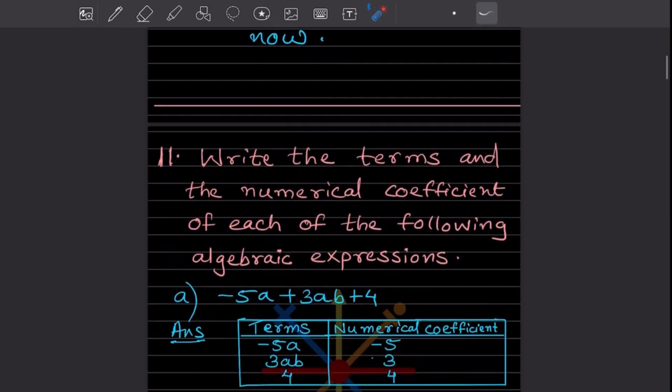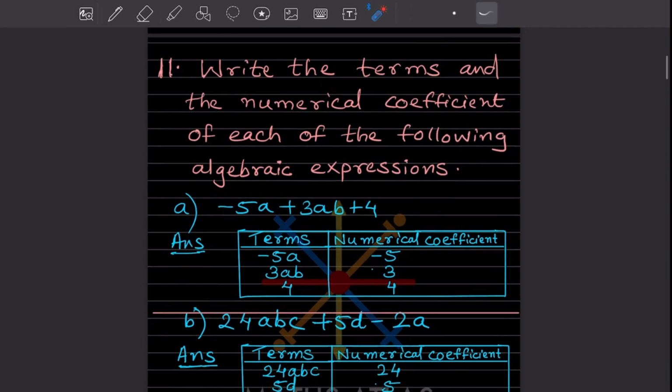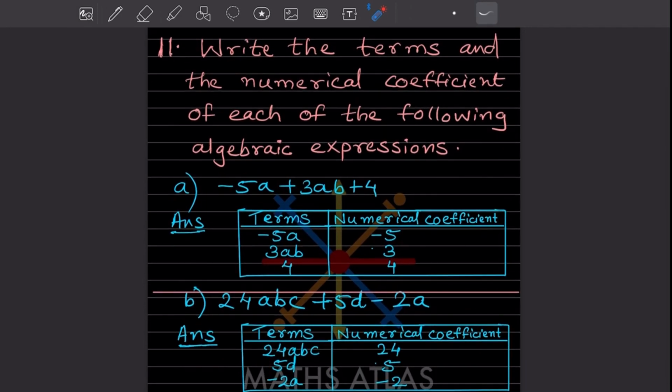Okay, so the next question says write the terms and the numerical coefficients of each of the following terms. So this is given. How many terms do we have? 1, 2, 3. So what did I do? I divided this into sections, that is the terms and the numerical coefficients. This term I wrote here, this term I wrote here, along with the sign. 4 I wrote here. Now for the coefficient, it means just the number, just forget about the variable. So minus 5 along with the sign. Forget the variable, 3. This 4 is alone, so 4.